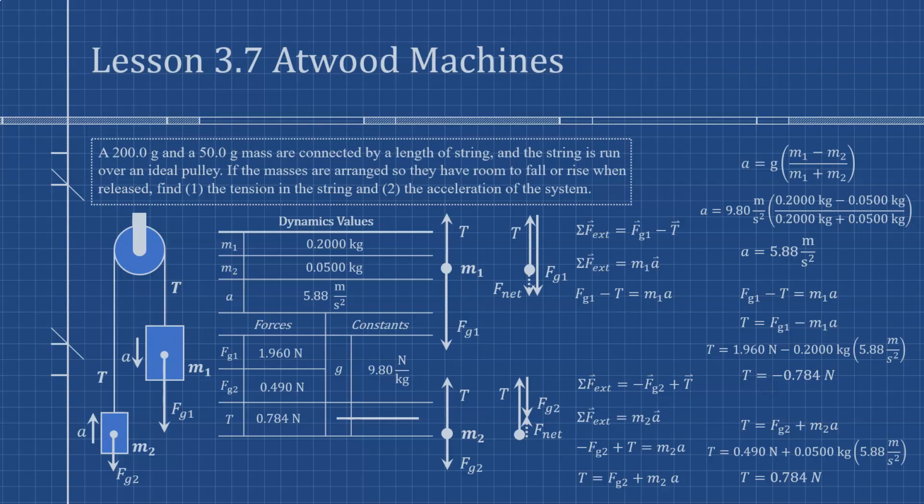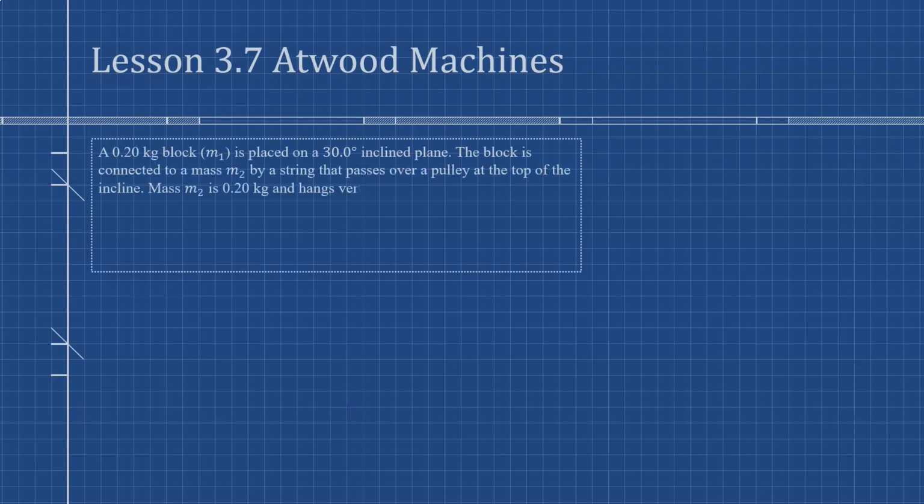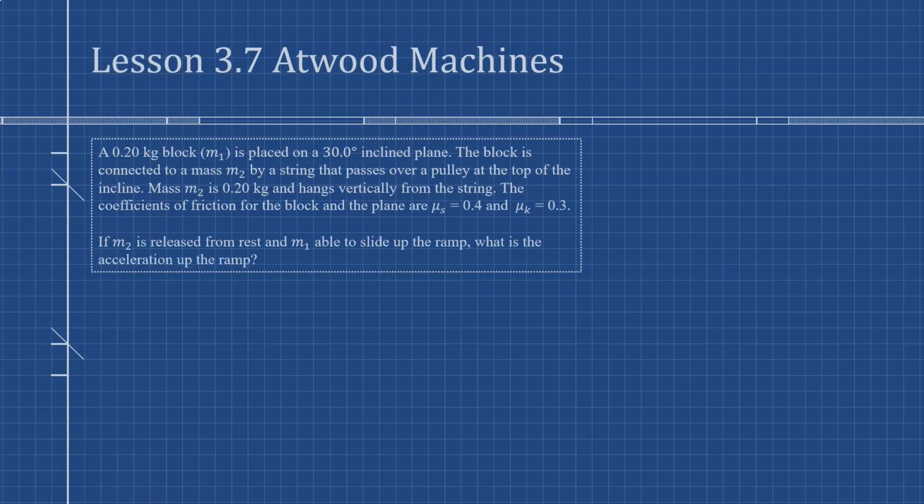Now that we finished working a problem with a traditional Atwood machine, let's move on to a problem with a modified Atwood machine. And let's see what that modification is. So here we have a 0.20 kilogram block placed on a 30-degree incline plane. Block is connected to a mass M2 by a string that passes over a pulley to the top of the incline. Oh, mass M2 is also 0.2 kilograms and hangs vertically from the string.